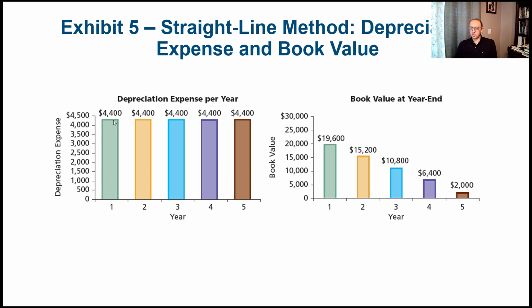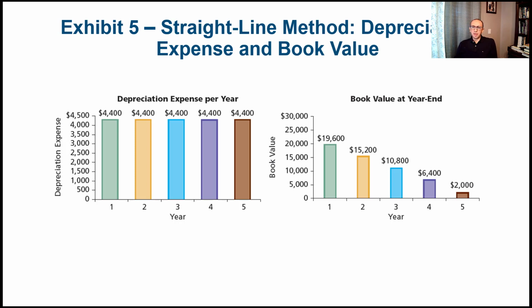It's fixed. It's going to be 4,400 year after year, and the value of the asset would keep going down from the original 24,000 to 19,600, 15,200, and you can see here it's a steady decline in the value of the asset until it reaches the residual value at year 5, which is the $2,000.